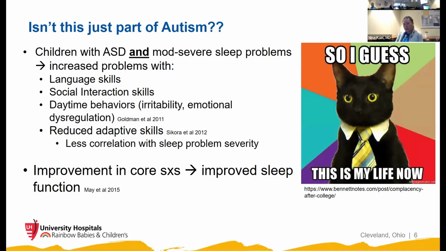What they have found in the study in 2000, I'm sorry? Example of an adaptive skill. An adaptive skill would be, for example, using utensils, taking public transportation, counting money.